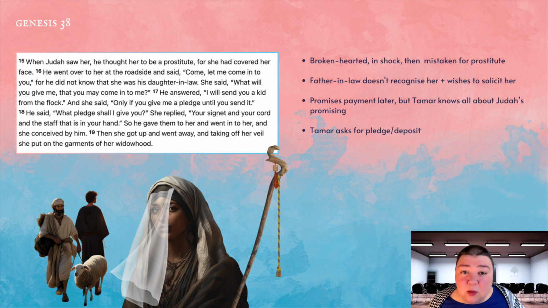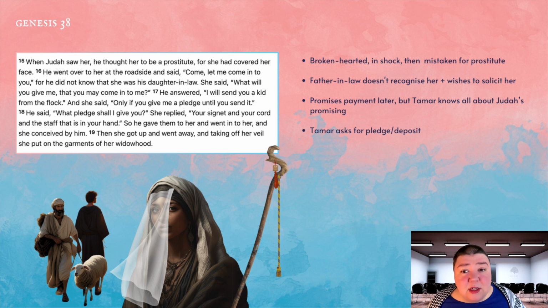He said, "What pledge shall I give you?" She replied, "Your signet and your cord and the staff that is in your hand." So he gave them to her and went in to her, and she conceived by him. Then she got up and went away, and taking off her veil, she put on the garments of her widowhood.